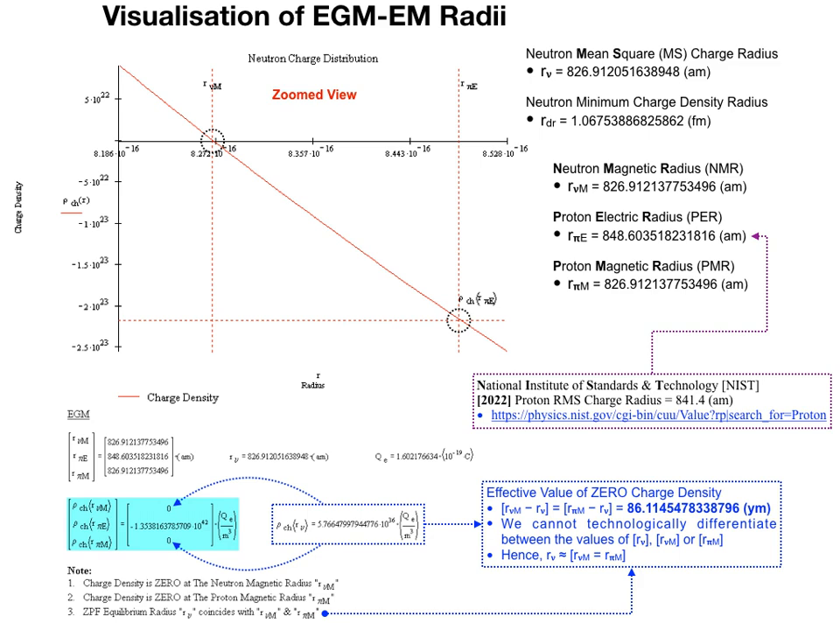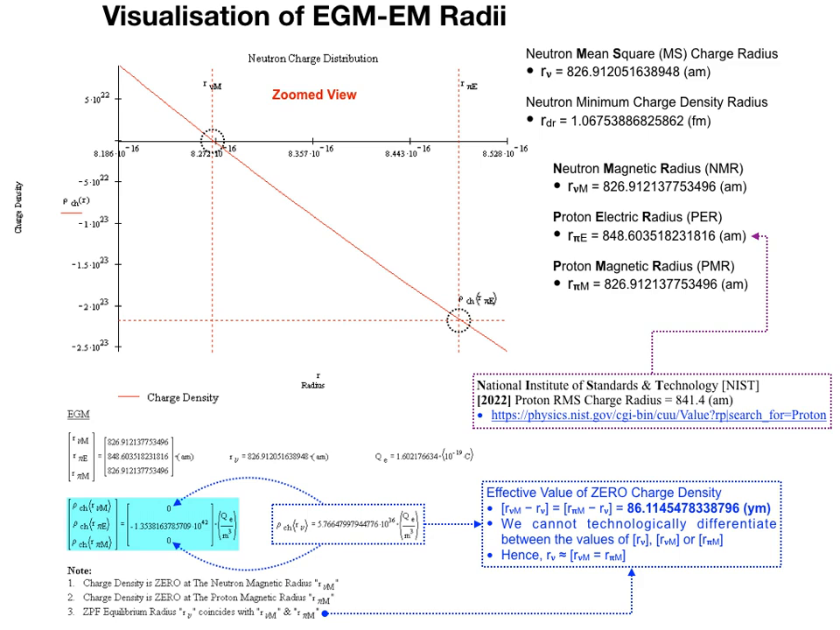In episode 5, we propose that the 2022 proton root mean square charge radius, as published by the National Institute of Standards and Technology, and our proton electric radius are the same measurement. In other words, we propose that NIST has mistaken the proton root mean square charge radius for the proton electric radius. The required observational tolerance to distinguish between them is approximately 6.8 attometers.